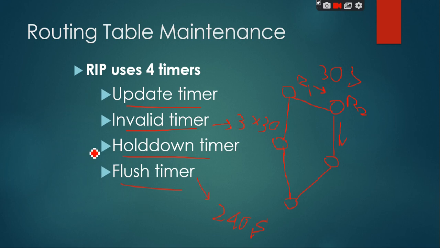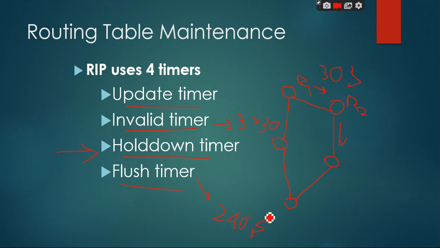Right. Now the hold down time. After 240 seconds, after R2 removes it from the routing table, you suddenly hear from R1 again, you're getting an update. Now the problem is, R2 can't trust R1. It might be a delayed message, it might be a very old message. So R2 will not update the routing table yet, it will wait. Imagine that R1 is again sending a message in 30 seconds, because it should, isn't it?